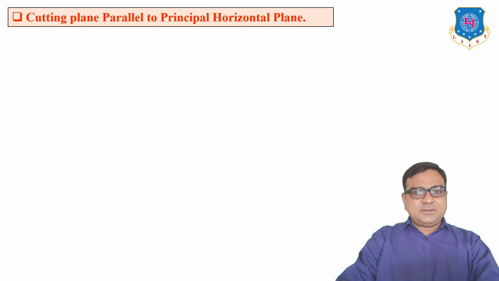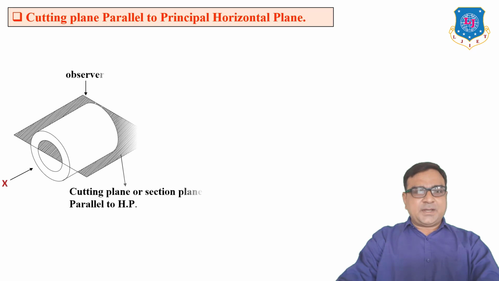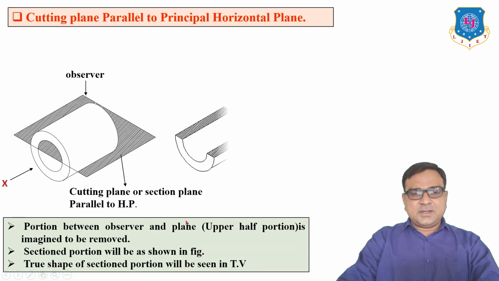Another cutting plane is when the cutting plane is parallel to the principal horizontal plane, meaning a horizontal cutting plane. So here is one cylinder, this is the position for the observer, and it is cut by a horizontal cutting plane. If we remove the top half portion, the bottom half portion looks like this. So the portion between the observer and the plane is removed and the section portion will be as shown in the figure. The true shape of the section portion will be seen in the top view.